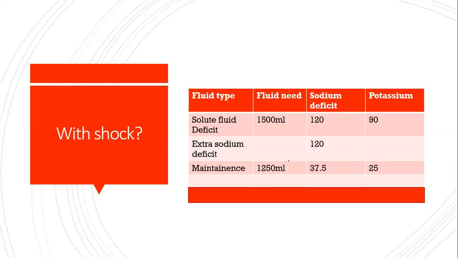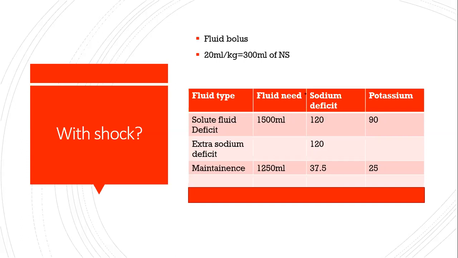Suppose this child is presenting with shock. This is the same as the first table that I have taken, the first case's table. You will give a fluid bolus. Say in this child, I have given a fluid bolus of 20 ml per kg. So 20 into 15 will be 300 ml of normal saline.